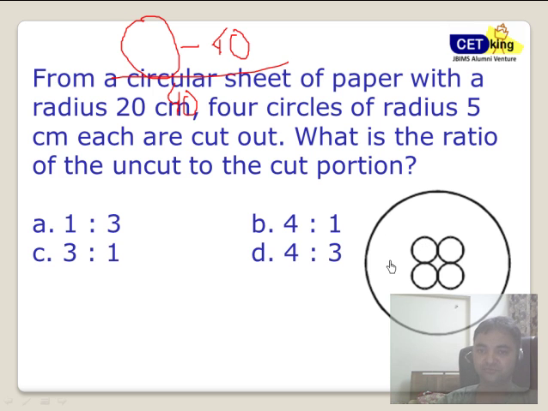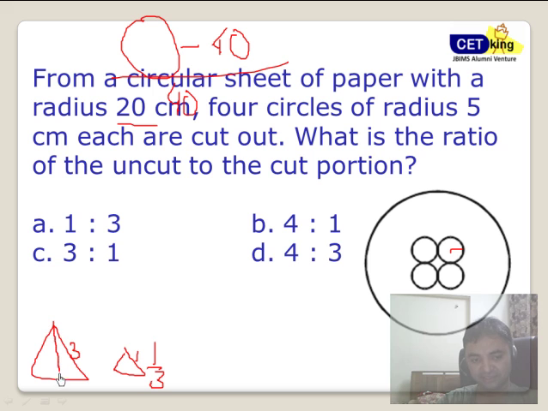Now if I want to solve this without using the formulas, the bigger radius is 20, the smaller radius is 5. Fine. If I say one triangle is similar to another triangle, if this side is 1, this side is 3, the ratio of the sides is 1:3. What is the ratio of the areas? The length becomes 1/3, so the area will become 1/9, because length and breadth, length and base, everything reduced to 1/3, so the area will be 1/9.